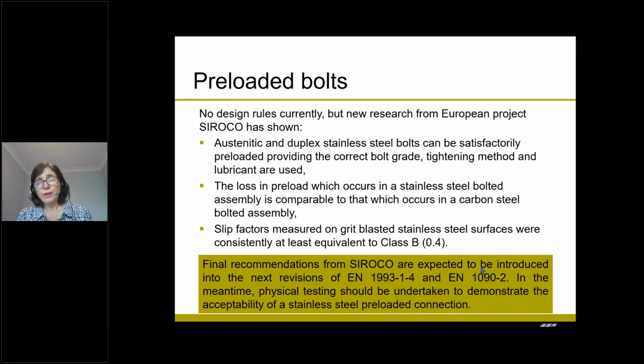At the moment, we're in the process of introducing these design rules in what will be the next version of Eurocode 3. I think you probably know that the whole of the Eurocode suite of standards is being updated to second generation, and in the next 3-4 years they will all be published. So we will have rules for preloaded bolts there, and we're writing a technical specification with guidance on the tightening method and suitability.